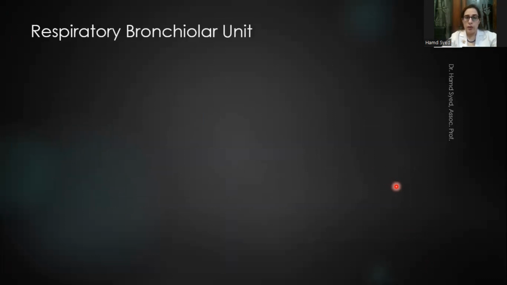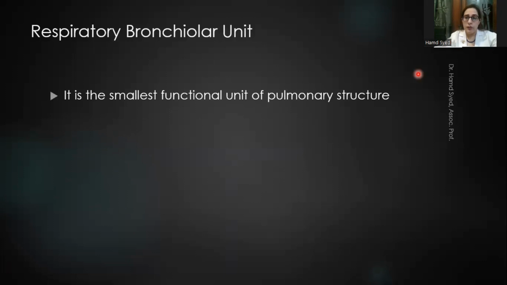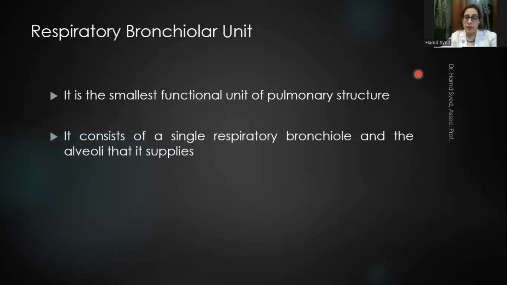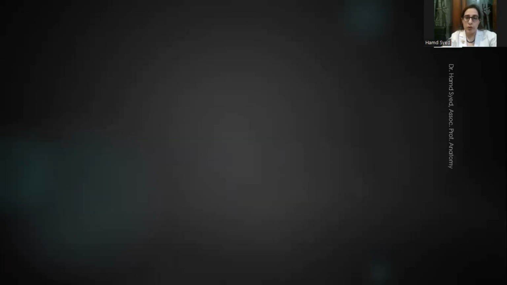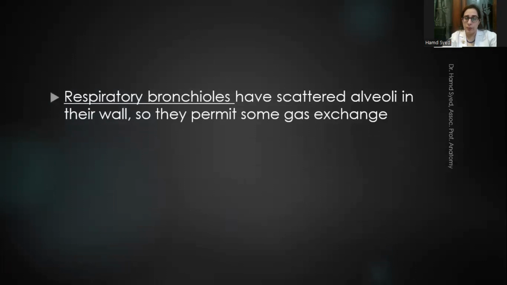So starting with today's topic, the respiratory bronchiolar unit is something I would like to recap from the previous discussion. This was the smallest functional unit of pulmonary structure, and it consisted of a single respiratory bronchiole and all the alveoli that it supplies. Respiratory bronchioles are the first part of the bronchial tree that allows gaseous exchange. So this is a bit of recollection from part 1 of histology of the respiratory system.